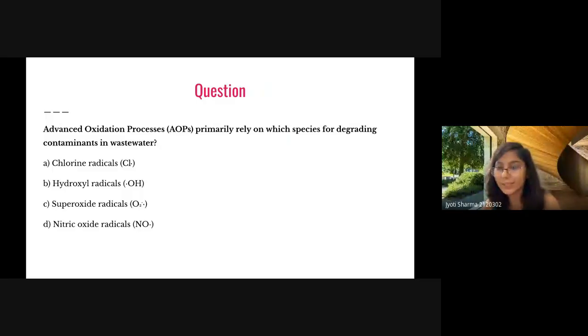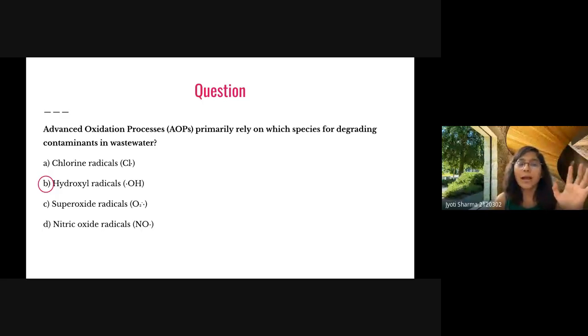Dia is very quick in giving me answer B. So this is hydroxyl radical. Yes, Venkateshwara also gave me the same. So most of the time we are using hydroxyl radical because this is a very strong oxidant by which we can degrade the contaminants we have in the wastewater. So this is hydroxyl radical.